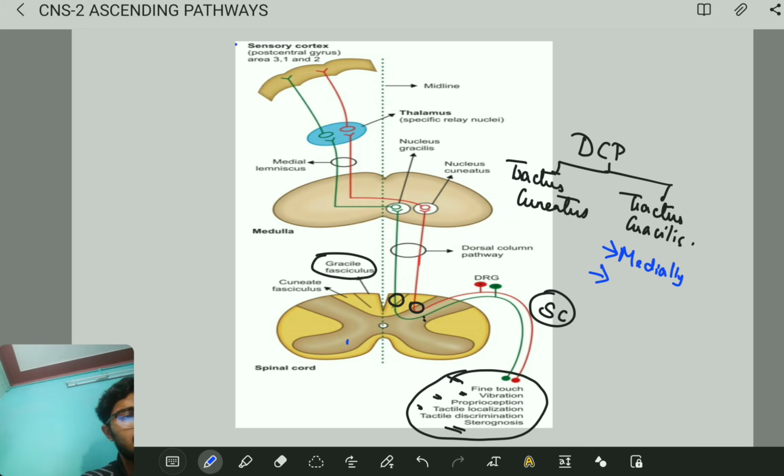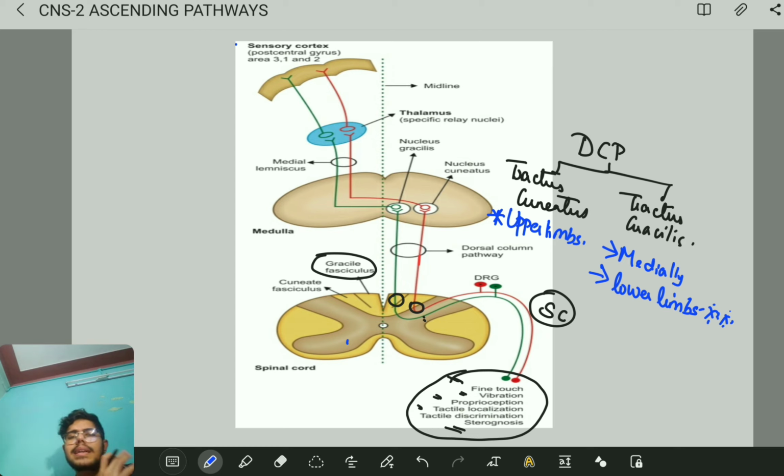Apart from that, a very important thing to be noted down is that tractus gracilis is going to supply your lower limbs. That's it. This is specific to tractus gracilis. Now what about tractus cuneatus? It is going to supply your upper limbs. So if there is loss of proprioception to my right shoulder joint, then where am I going to get my lesion? There is a lesion in the tractus cuneatus.